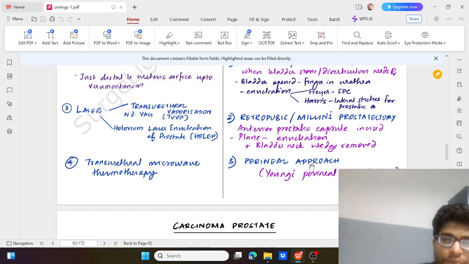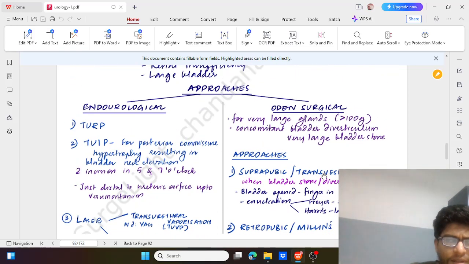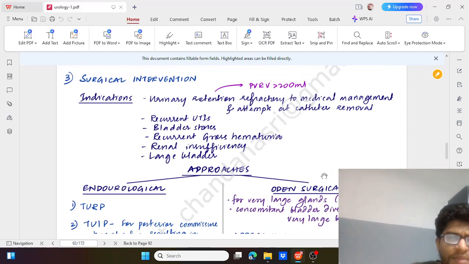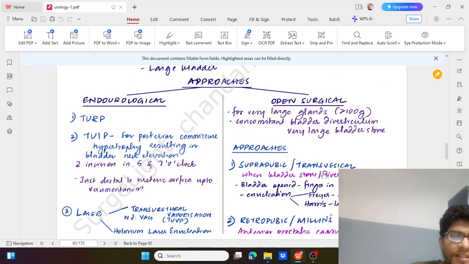And in the perineal approach, it is also known as Young's perineal prostatectomy. So this was all about BPH and managing the patients with LUTS. Since in old age, it is the most common cause of LUTS and bladder symptoms, we should consider it as the first differential or first diagnosis and manage our patients in that order.